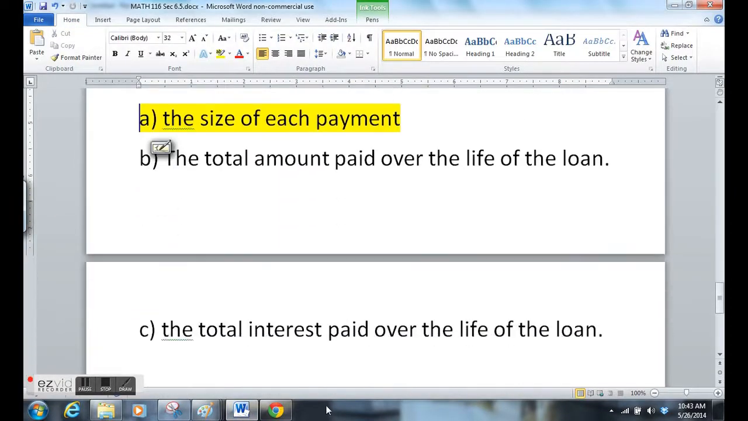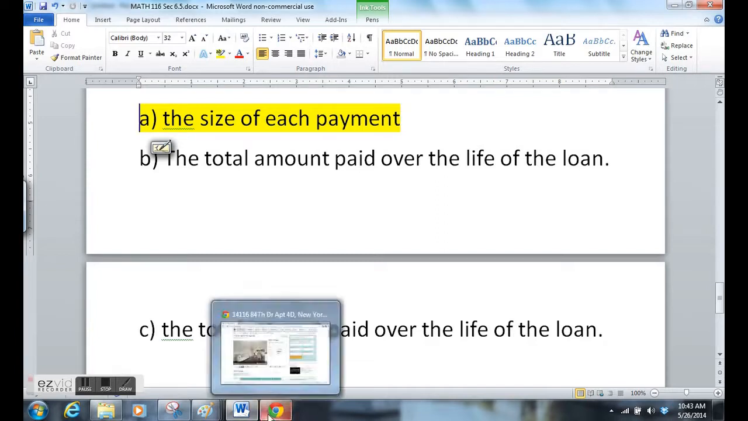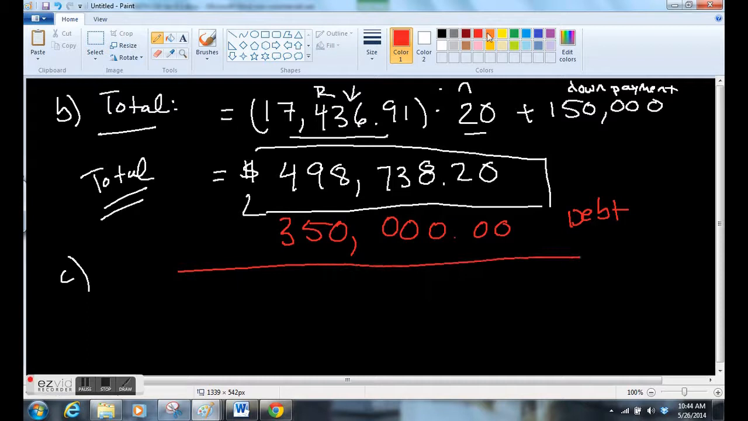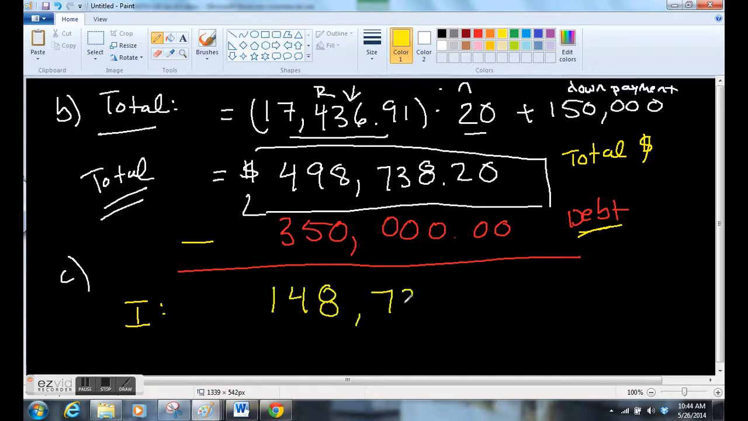And part C asks, find the total interest paid over the life of the loan. Okay, so this much money was the total amount that he paid, but remember the price of the house was $350,000, basically the price or the debt that he borrowed. So let's make a big subtraction. The difference is going to be the interest. The total amount of money that he paid was almost $500,000, but the debt was $350,000, so the rest of this is interest. So the interest is going to be $148,738.20. So that's a lot of interest.